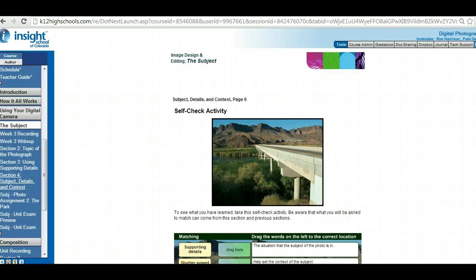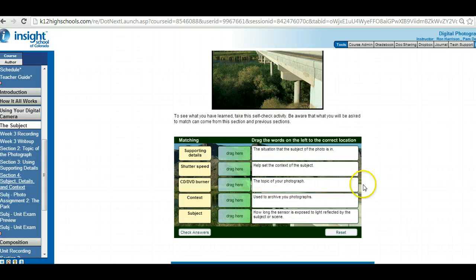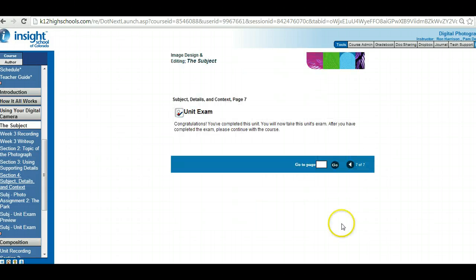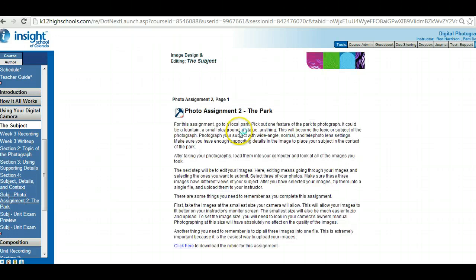So a self-check activity on context and supporting details, so go through that. And obviously the unit exam at the end, and there's the exam preview. Now you also have a photo assignment, so I'm going to do a recording for that. So we'll talk about this photo assignment, but quickly, you're going to go to a park or you can go to a school to take the pictures. And I'll talk more in the assignment recording that I'll create. And you're going to send in 3 pictures, but make sure you watch the recording about how to do this work, and that'll tell you more about it.